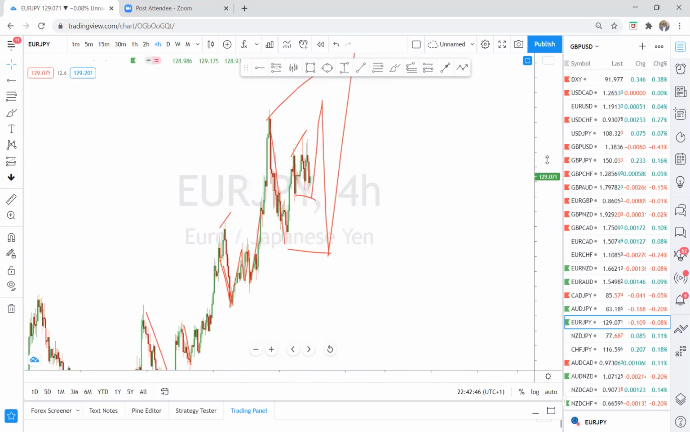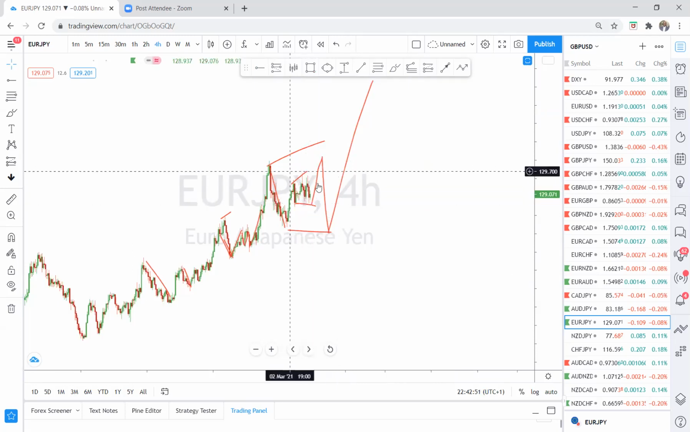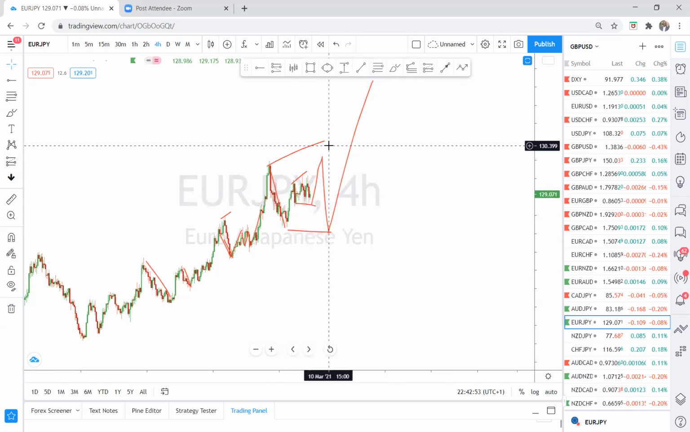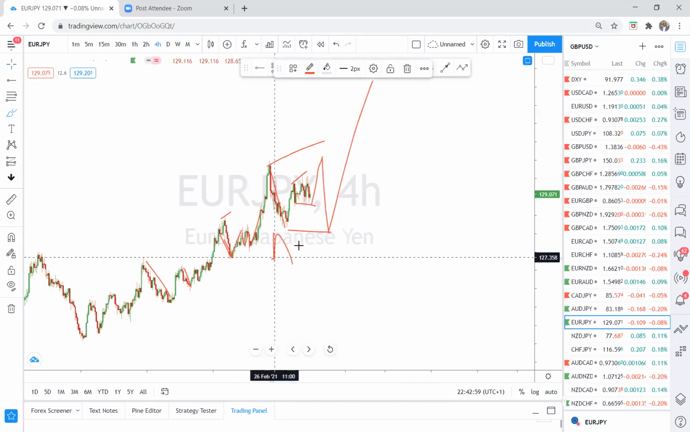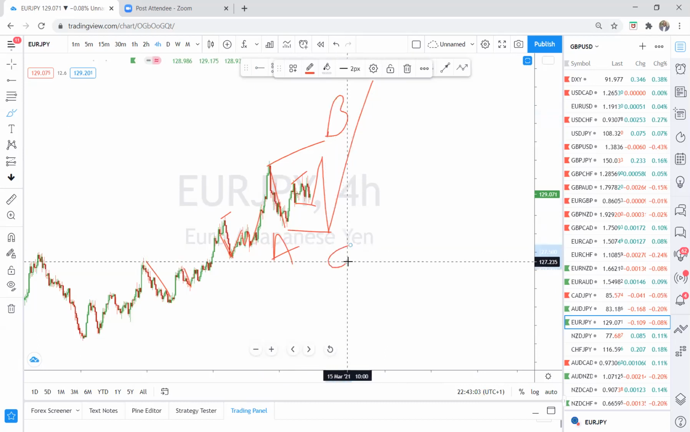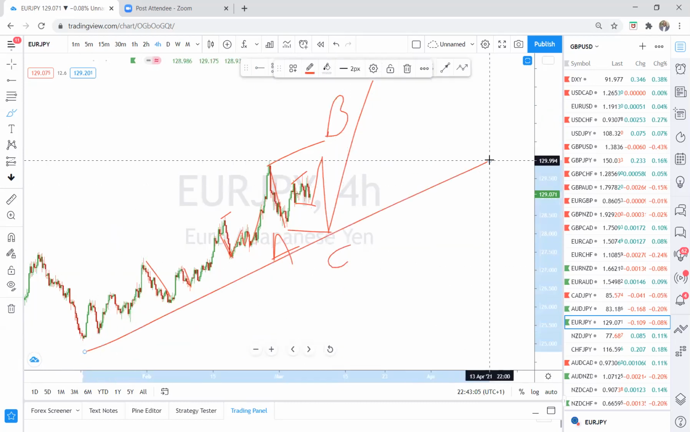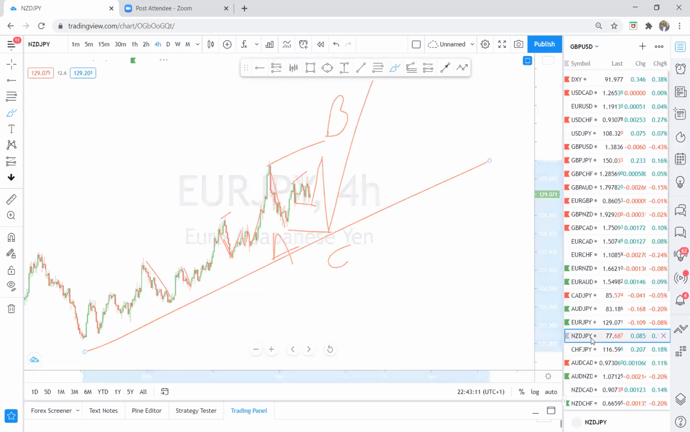Euro yen, the same structure with Aussie yen. Okay, the same structure. What do we want? You see the corrective structure here. One more push to the upside, come downside to reflect this, and this will be your A, this will be your B in 3 waves, and this will be your C. And from here, you can have a move. You can see those that trade trend line. From here, you can have a move to the upside. That's Euro yen.